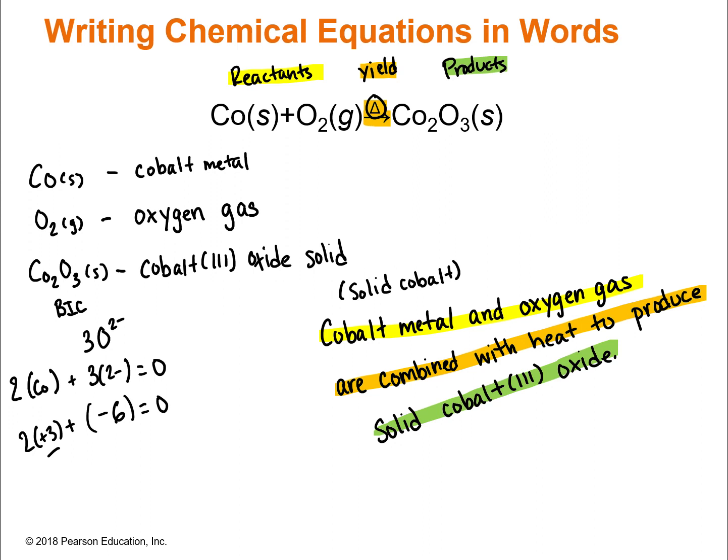Now in terms of the exact language, this yield sign, you can say produce, give, yield. They're all the same thing. So you have a little bit of creative leeway there. But if you just want to be able to plug it in and say the same thing for all of them, you can say "are combined to produce." And that will work pretty much with everything. There's only one reaction type where that doesn't work, and I'll cover that when we get there.